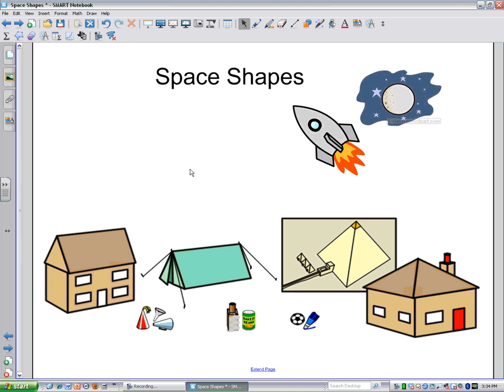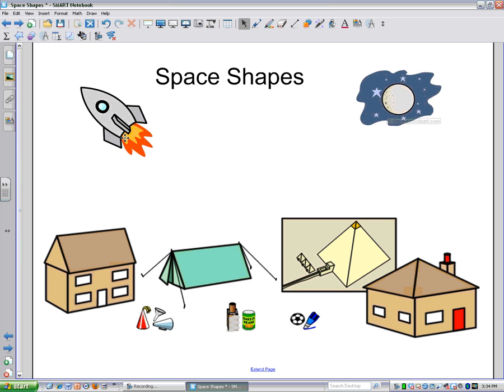Okay, see what I did there? So space shapes are shapes that are three-dimensional, so they live in our world. So if you're in a rocket ship flying over the Earth, you'd see houses and tents, and I don't know what else you'd see, cheerleader things, and funnels, and cans of beans, and soccer balls, and ballpoint pens, and apparently this house has a pyramid attached to it. I'm not sure why, but whatever.